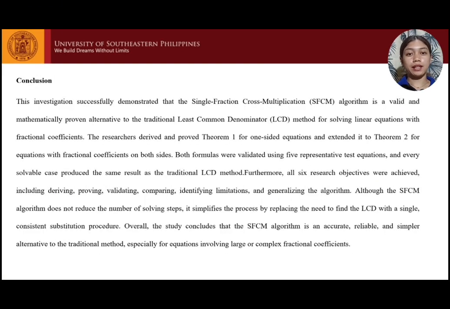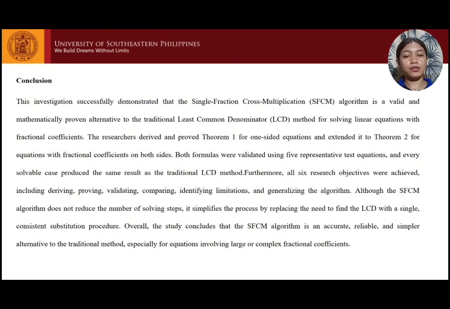Coming back to where we started, our research question asked whether a single fraction cross-multiplication algorithm could serve as a proven, general alternative to the LCD method. Based on everything we've just talked through, the answer is yes. Theorem 1 was derived entirely from the properties of equality and gives us the closed form solution x equals b times the quantity of ED minus FC over ADF.